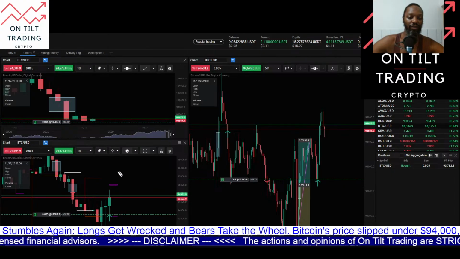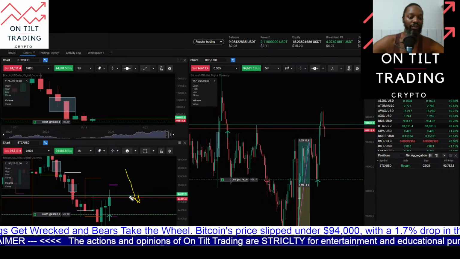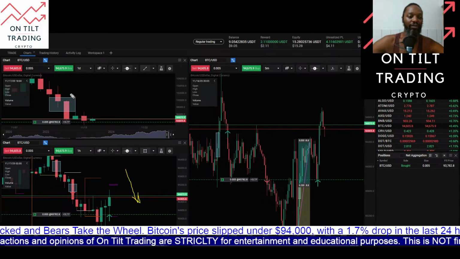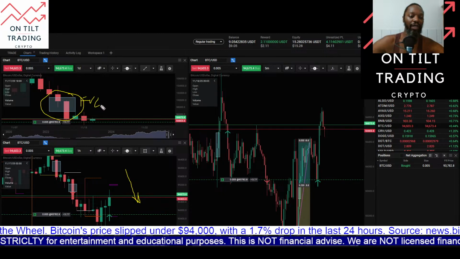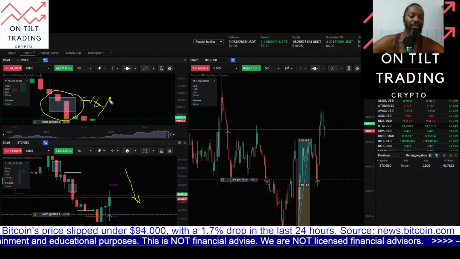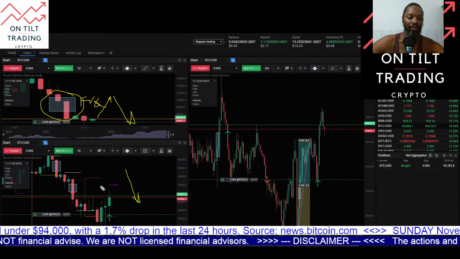I am also looking for an opportunity to take Bitcoin to the sell side. There's also this bearish fair value gap back here that Bitcoin could potentially trade into and then redeliver to the sell side.